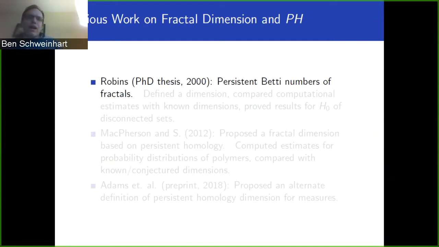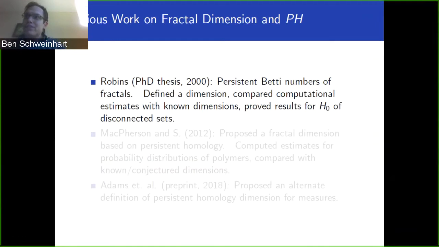So as I said before, this question of the relationship between fractal dimension and persistent homology, the observation that there should be a relationship here dates back to the advent of the study of persistent homology. To be specific, in the thesis of Vanessa Robbins, written in 2000, she studied the persistent Betti numbers of fractals. And using these persistent Betti numbers, she defined a dimensional quantity that measured how the Betti number of the epsilon neighborhood of a fractal scaled as epsilon goes to 0. I'm not going to go into the technical details. There's going to be a lot of technical stuff later, so I just want to give an overview. So she defined a dimensional quantity in terms of that, and compared computational estimates of it with known dimensions.